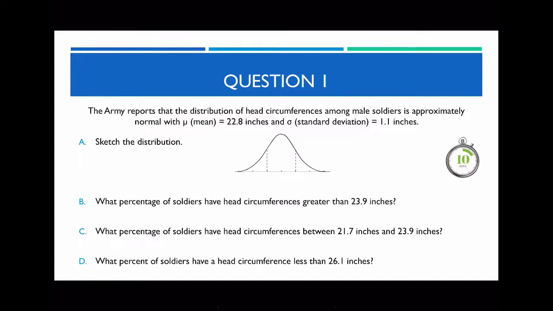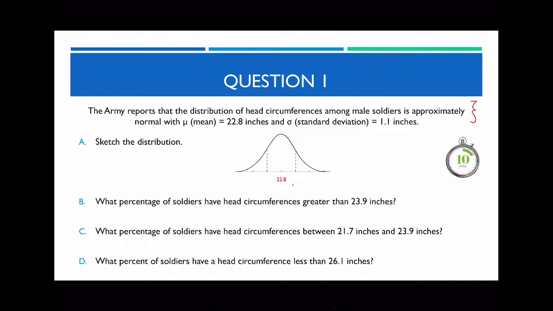The first question wants you to sketch the distribution, so you need to extract the information from this scenario over here so that you can represent this on a normal distribution. It says that the mean is 22.8, so that's going to be over here where the highest peak is. And it tells you that the standard deviation is 1.1.